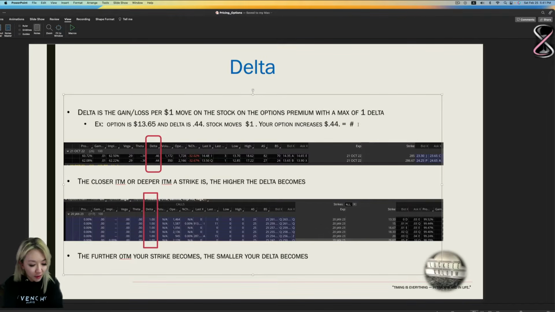what is that? It's about 14.09, right? $14.09. Okay. The closer in the money or deeper in the money a strike is, the higher the delta becomes.